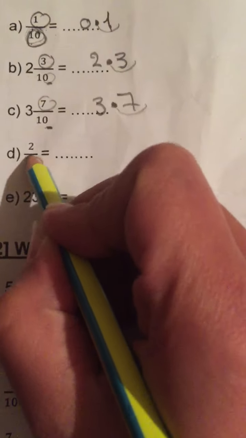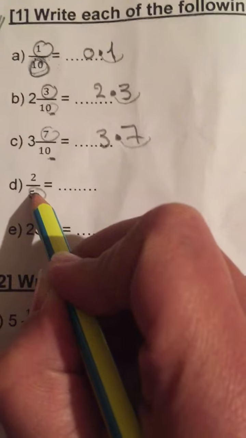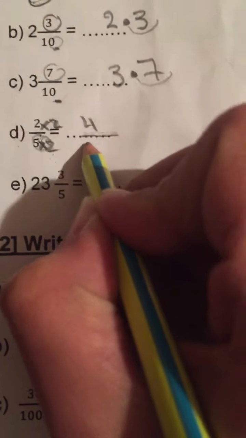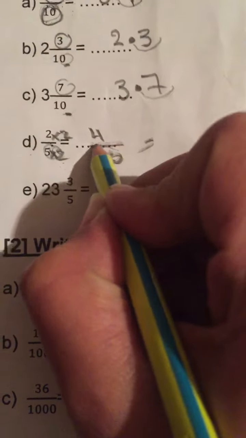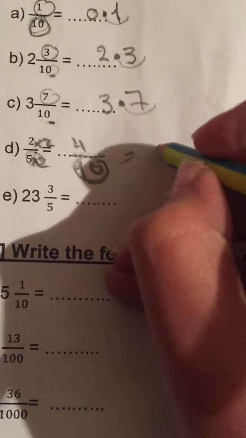I don't have 10 or 100 or 1000 in the denominator, so I have to change this number into 10, 100 or 1000. So I know that if I have 5, I have to multiply it by 2. As I do down, I do up, so I have to multiply by 2 down and up. 2 times 2, 4, 5 times 2 equals 10. Now I have 10 in the denominator, I have no problem, I can change this fraction into a decimal number.